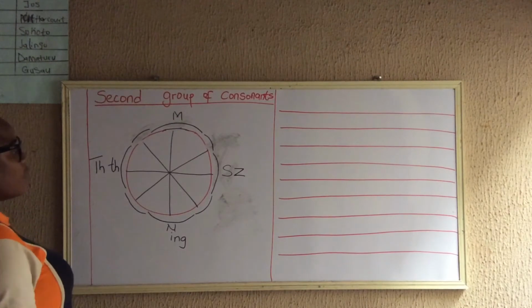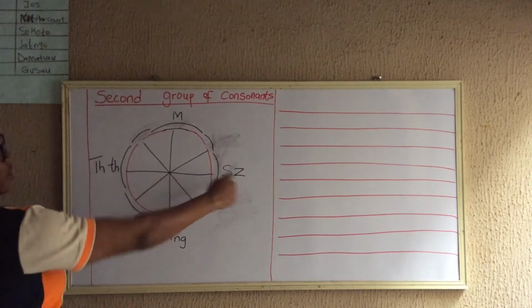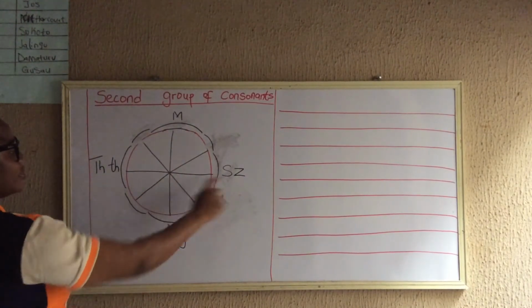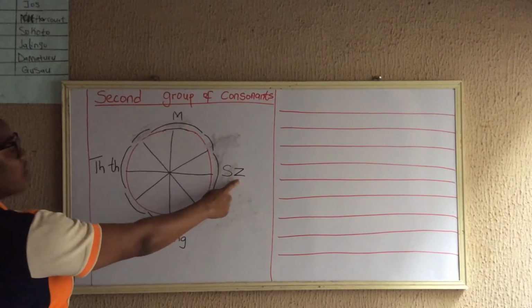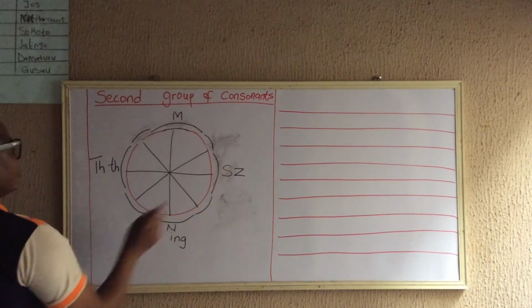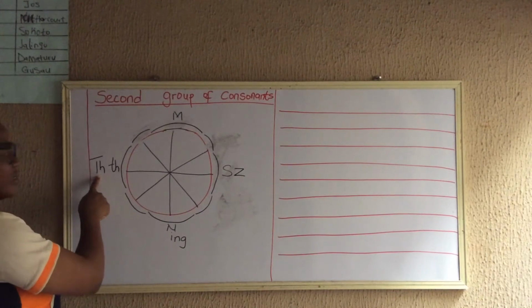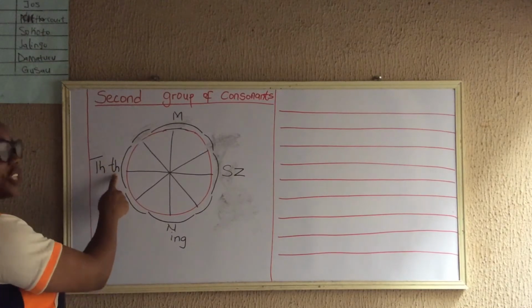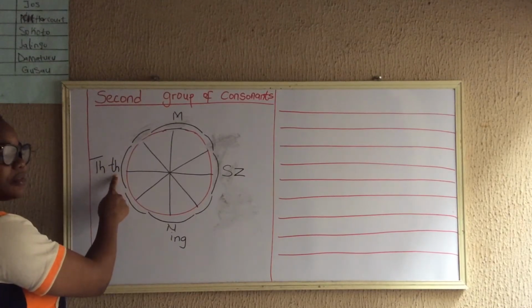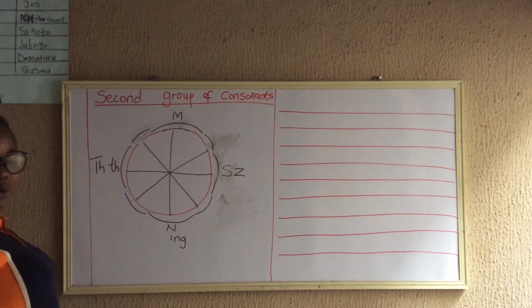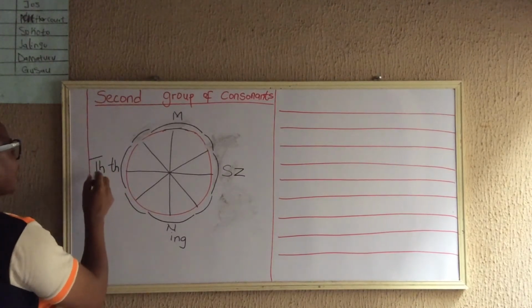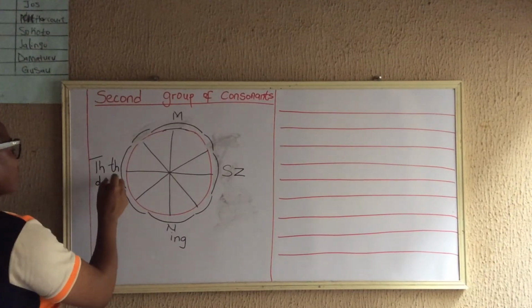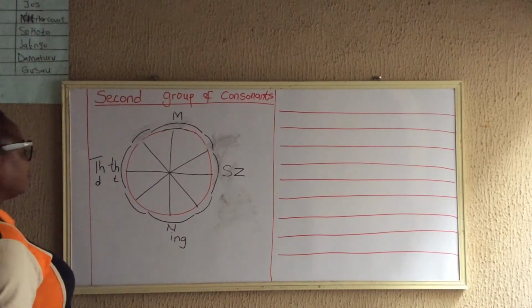Now let's look at it very well. This is a plus, am I right? M, N or ing. S or Z. The TH here sounds D, while the TH here sounds S. Let's look at it. This TH here sounds D, while this one sounds like S.